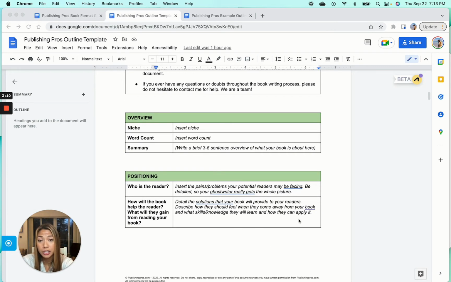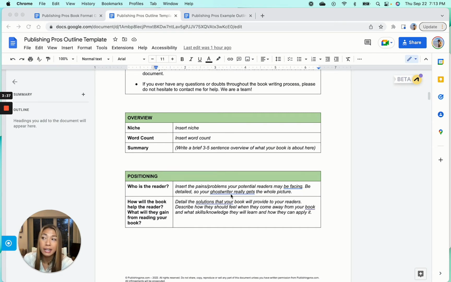And then positioning. So this part is important as well, because this is basically letting the ghostwriter know who the audience for your book is going to be. So who is the reader? You're going to want to lay out all of the pains and problems that your potential reader might be facing. And again, you want to be detailed here so the ghostwriter knows who they're catering to. You want to make sure that the book is catered towards a specific audience and the problems that you can solve for them. So you're also going to want to outline how the book will actually help the reader.